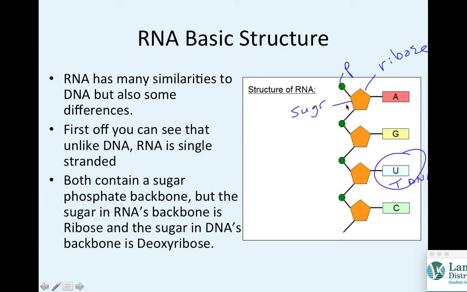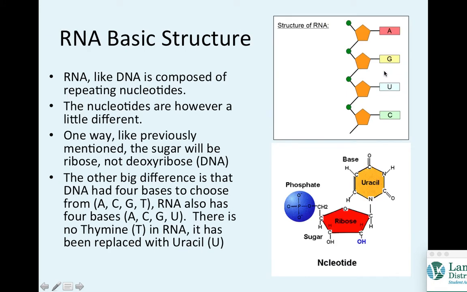The other difference is this sugar is not going to be deoxyribose. It's going to be ribose sugar. And then the last difference compared to DNA is I'm not going to have any thymines there. Wherever I have a thymine, I'll have a uracil. So this uracil would attach to an A. And those are the big three differences between DNA and RNA, like I mentioned before.